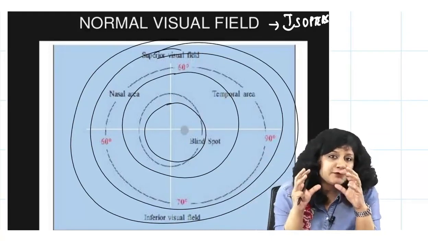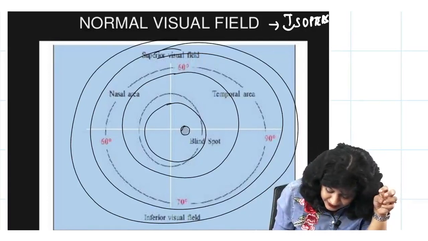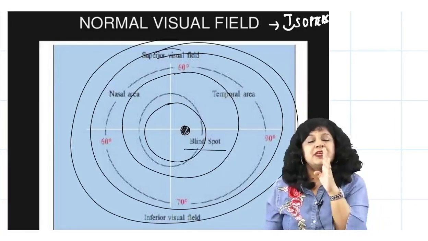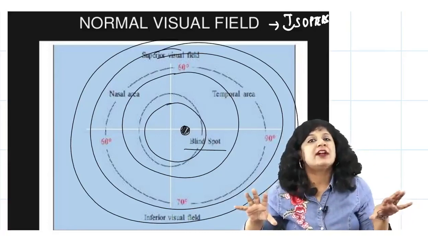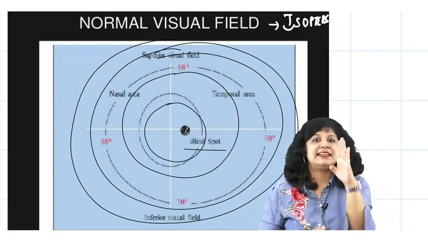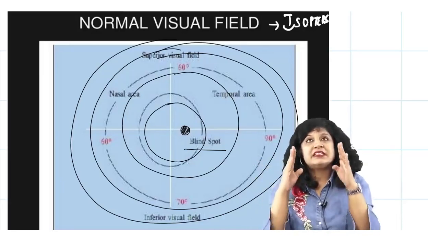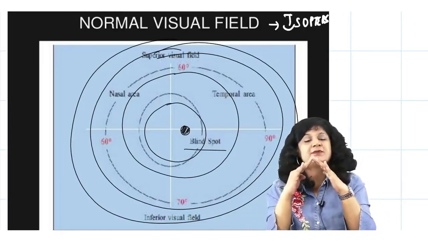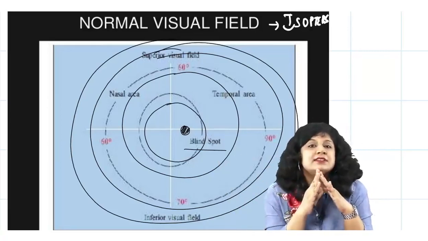So what happens if you concentrate in the center? We have got something called the blind spot. See, if I divide my visual field into 4 separate quadrants, so we have superior quadrant, inferior quadrant, nasal quadrant and the temporal quadrant. Maximum that we can see superiorly, maximum that we can see inferiorly, maximum that we can see nasally and maximum that we can see temporally.